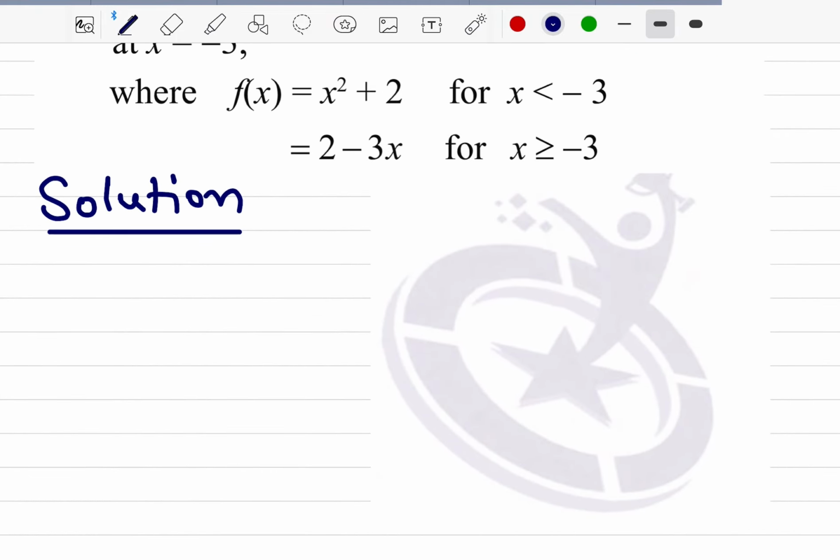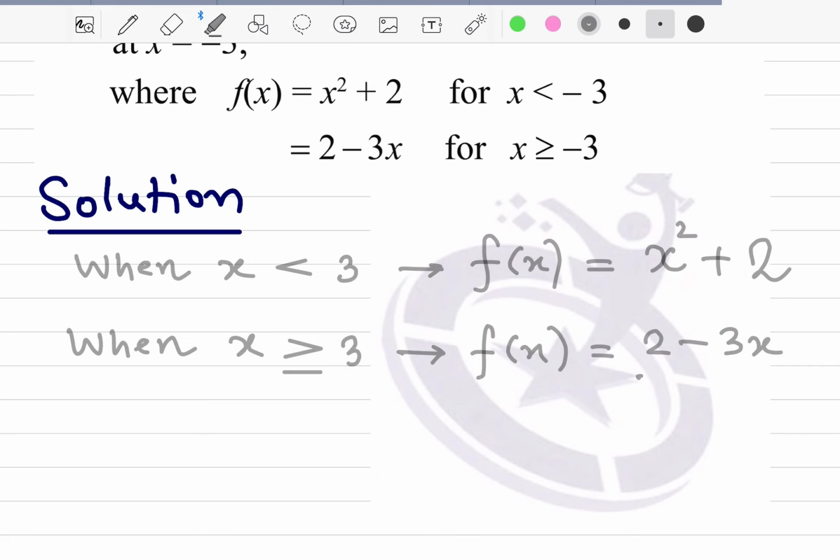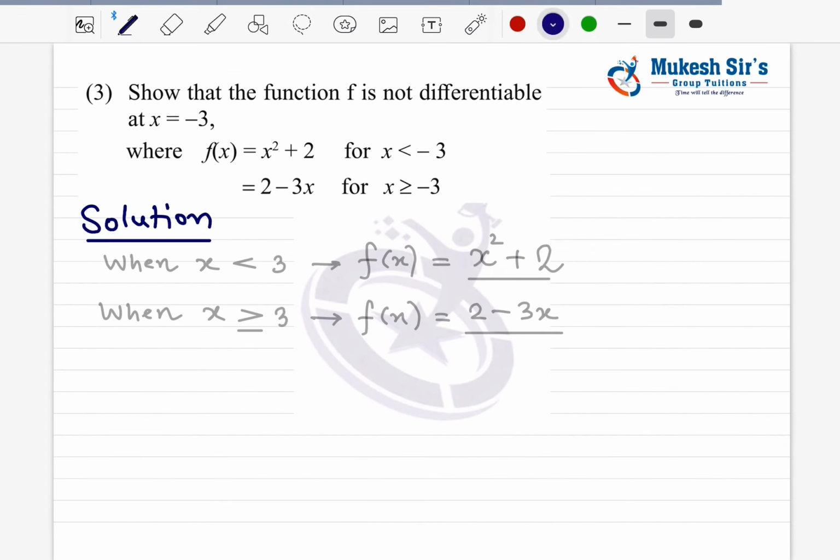So this I explain you just to make you understand. You do not write this. When x is less than 3, the function value is f of x equal to x square plus 2. And when x is greater than or equal to 3, the function value is 2 minus 3x. Clear? So now we have to check the differentiability at x equal to minus 3.